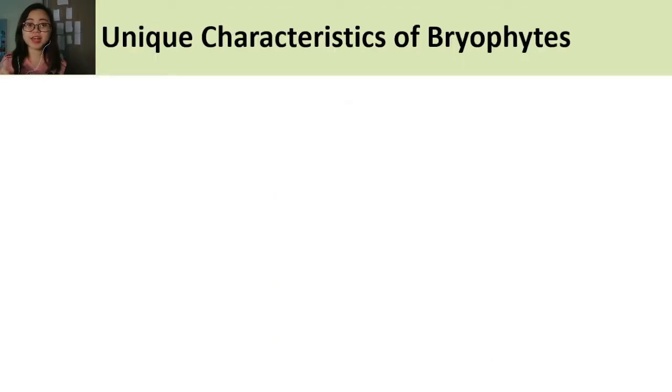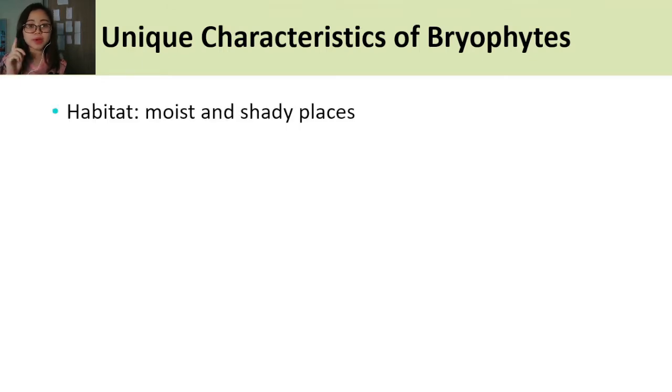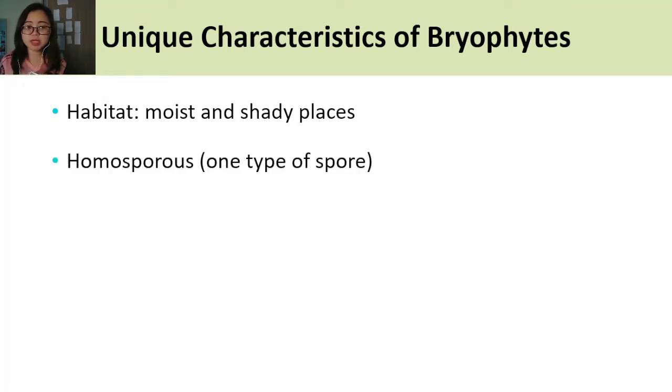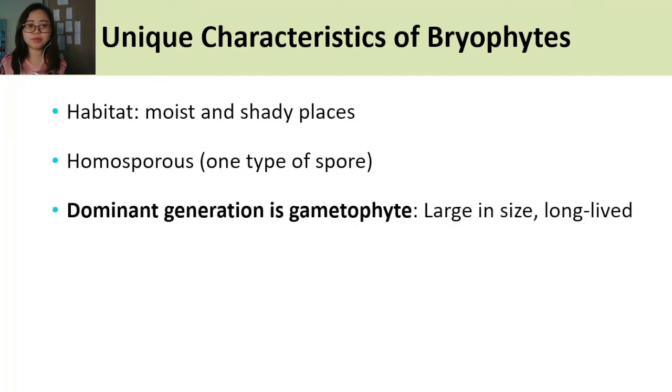Now let's have a look at the unique characteristics in bryophytes. First things first, you may have noticed that their habitats are usually moist and shady places. So that is the very first unique characteristic. They usually only live in moist and shady places. And they are homosporous. That means all these plants will only produce one type of spore. Rather than male and female, it's kind of both in the same.